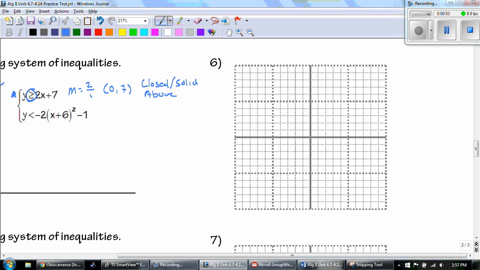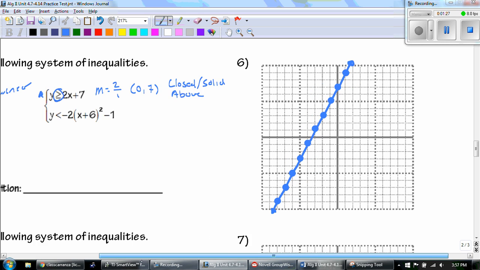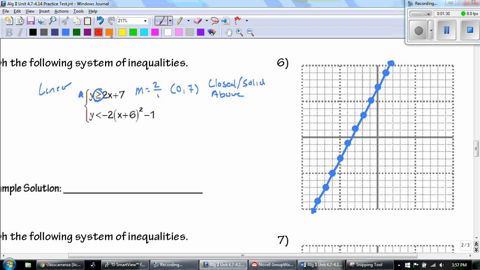So as I come over here, I start at 0, 7. I'm going up 2 over 1. That's as far as I can go. So then I'm going to go down to the left 1, negative, negative makes a positive. And there is my line. I'm using a straight edge to graph to make sure that it is nice and straight. Now, it tells me to shade above, but I'm not going to do that yet. Why? Well, because I've got something else to graph.